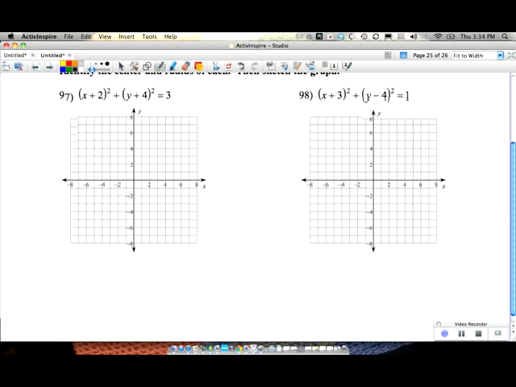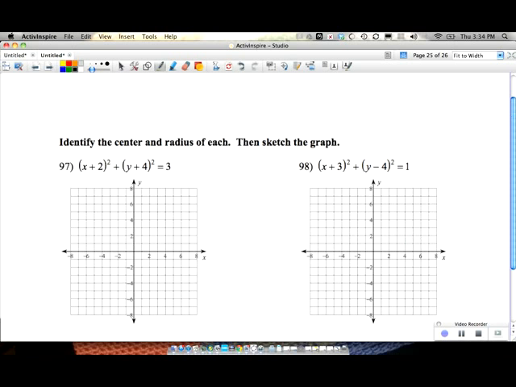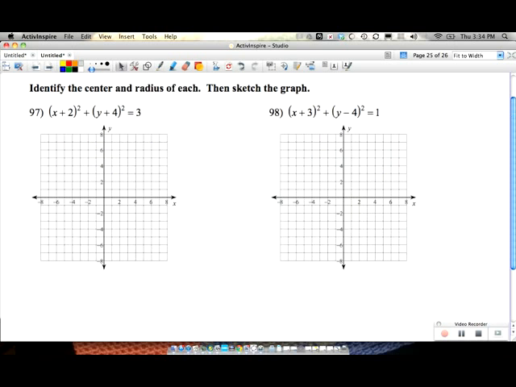And notice that here this says minus. So that's really meaning that it's kind of like the opposite of it. So if this says plus, that's like saying minus minus 2. So h is really negative 2. And y plus 4 is really y minus negative 4. So k is really negative 4. So my h comma k center is equal to negative 2, negative 4.